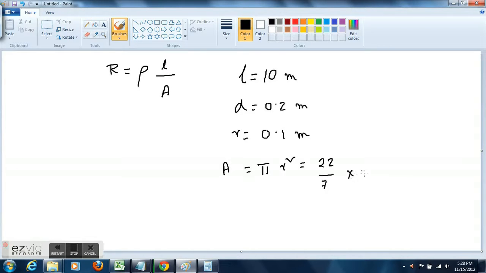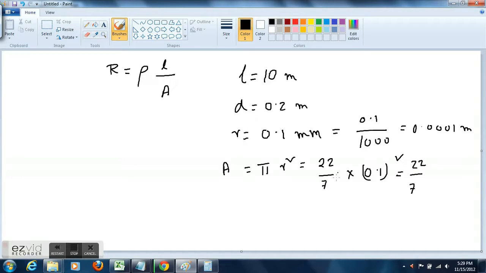Pi means 22 upon 7. Radius is, radius should be 0.1. Let me first work it out. There is a small mistake here. We have to convert the radius into SI unit. That means divide by 1000, because it is in millimeter. So divide by 1000 to convert into meter, which is 0.0001.